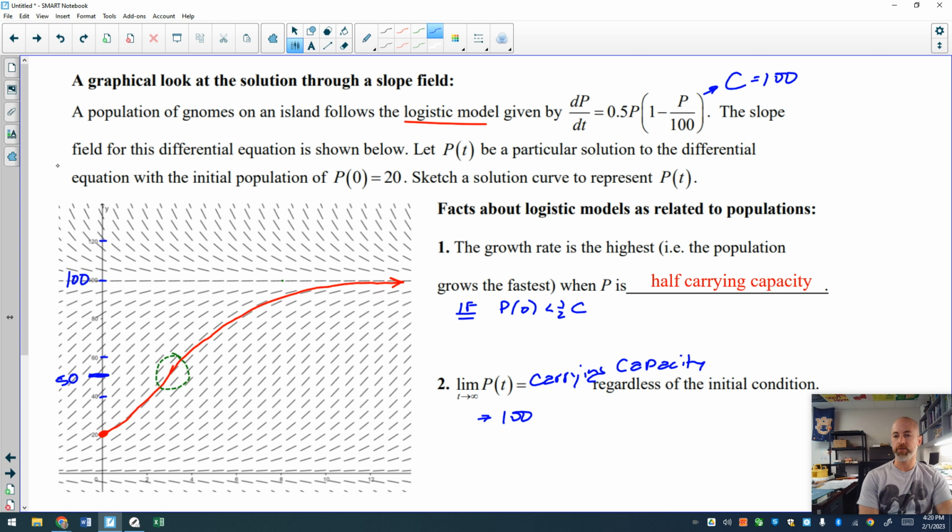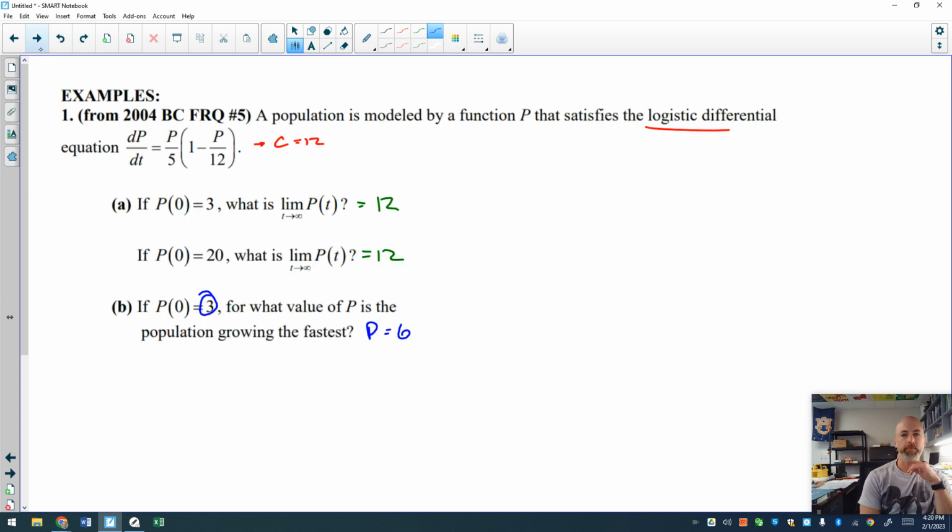And if you think about that from a logistical point, that means we still have a lot of room to grow. We have a lot of room for more organisms, but we also at the same time have a lot of organisms trying to create more. So it's a good mix of a lot of things trying to create babies and having room to grow them, and that would be at half carrying capacity.